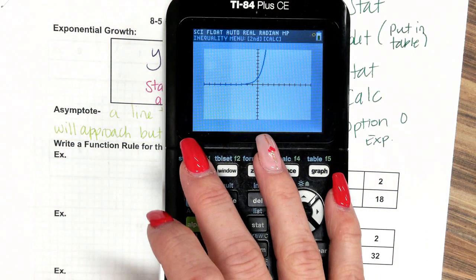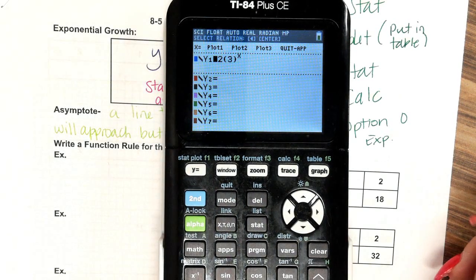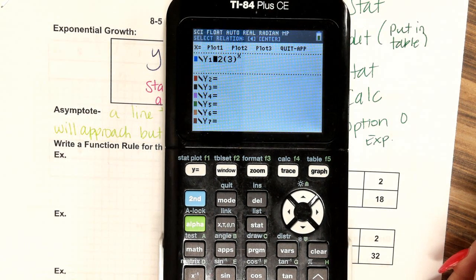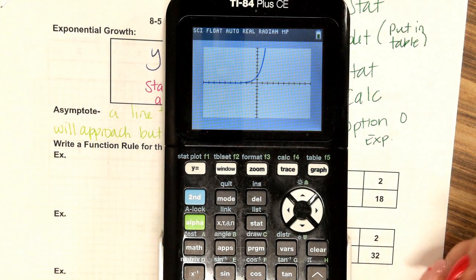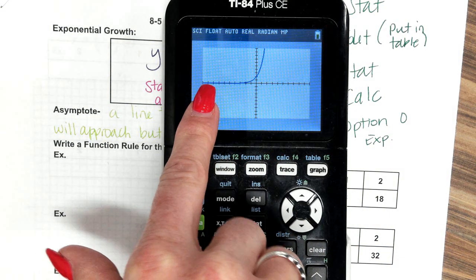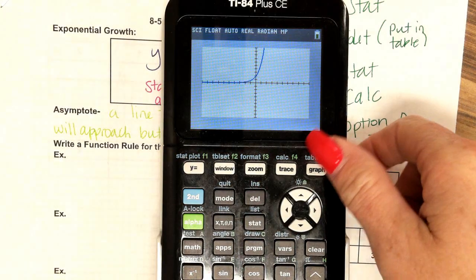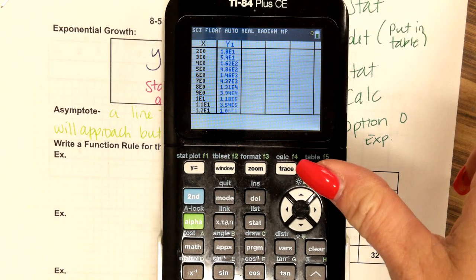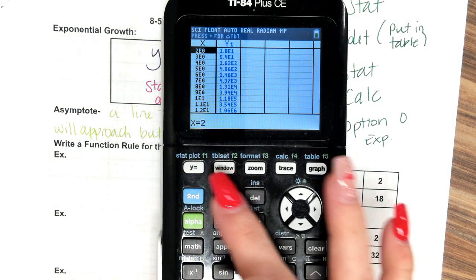So I changed it to y equals 2 times 3 to the x power. That way, because I was going to have to zoom out for y'all to see the asymptote. All right, so this asymptote, do y'all see how it looks like it's touching the x-axis? It actually never is. So if you look at the table, do you see how it's in scientific? Oh, I'm in scientific notation mode.